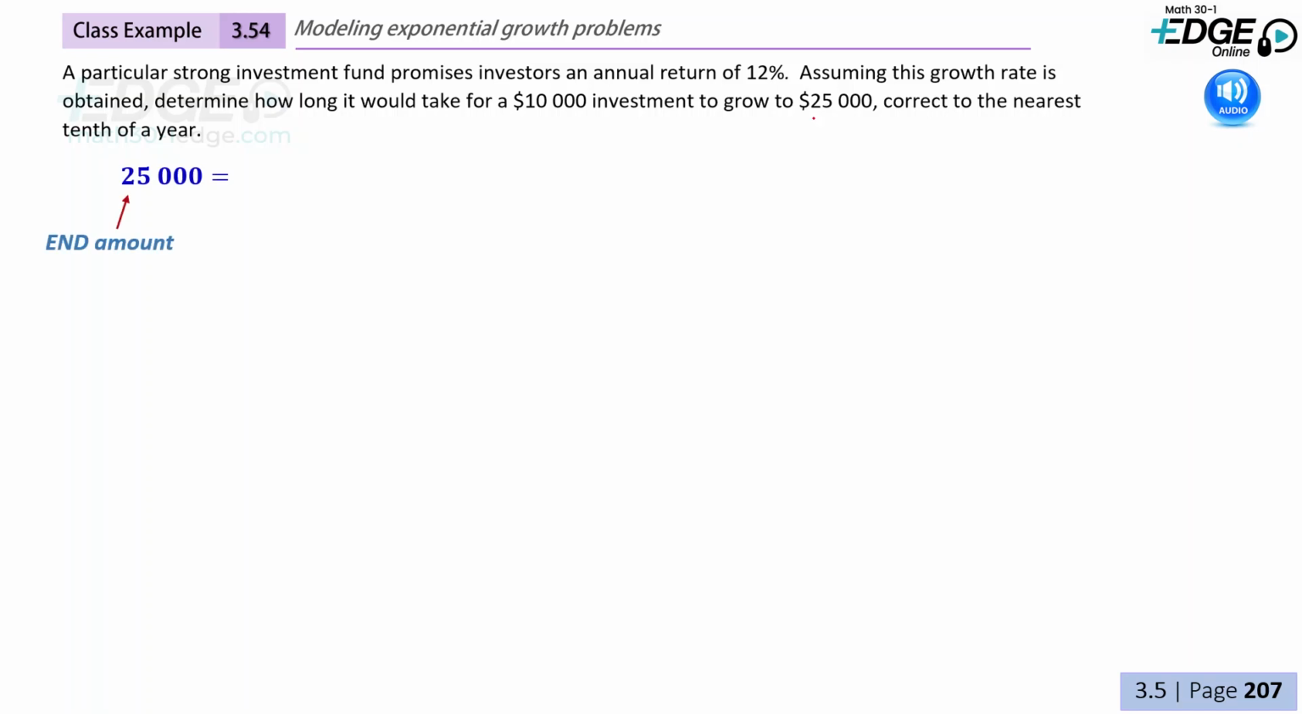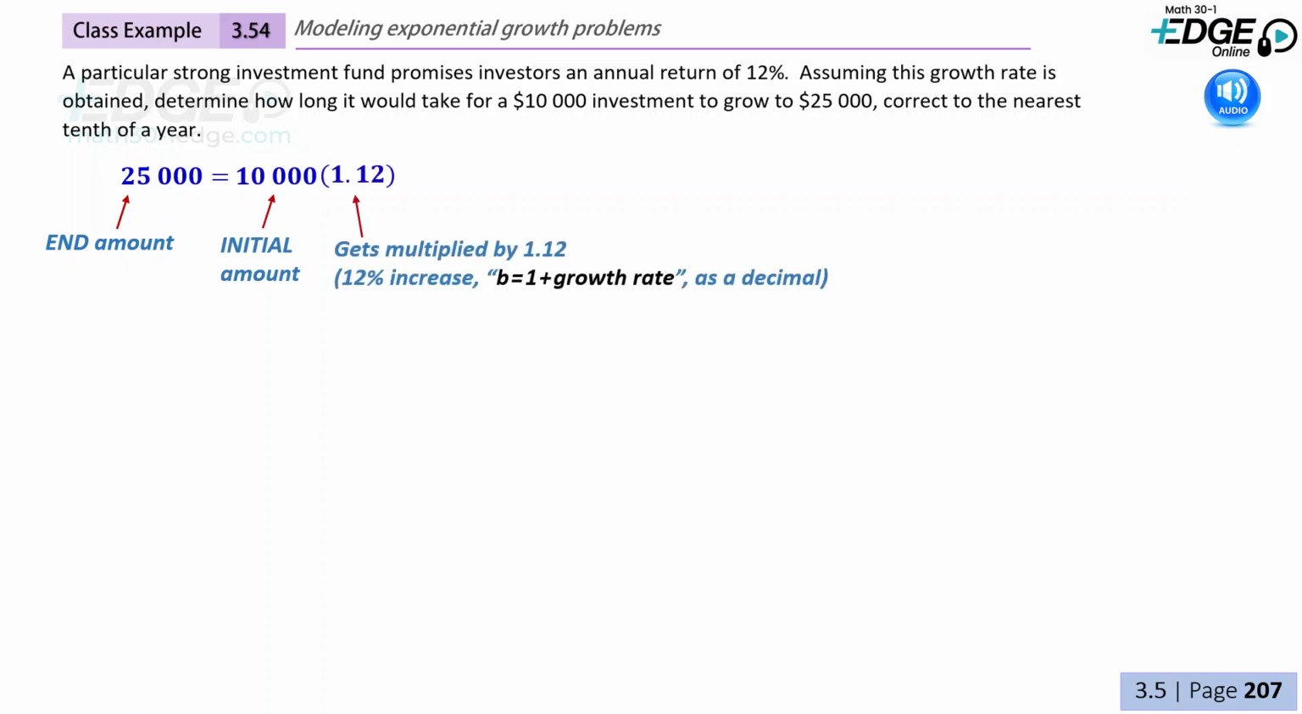So in this question, we're given the final amount. We want it to grow to $25,000, so that's what we want to end with. And our initial amount is going to be $10,000.